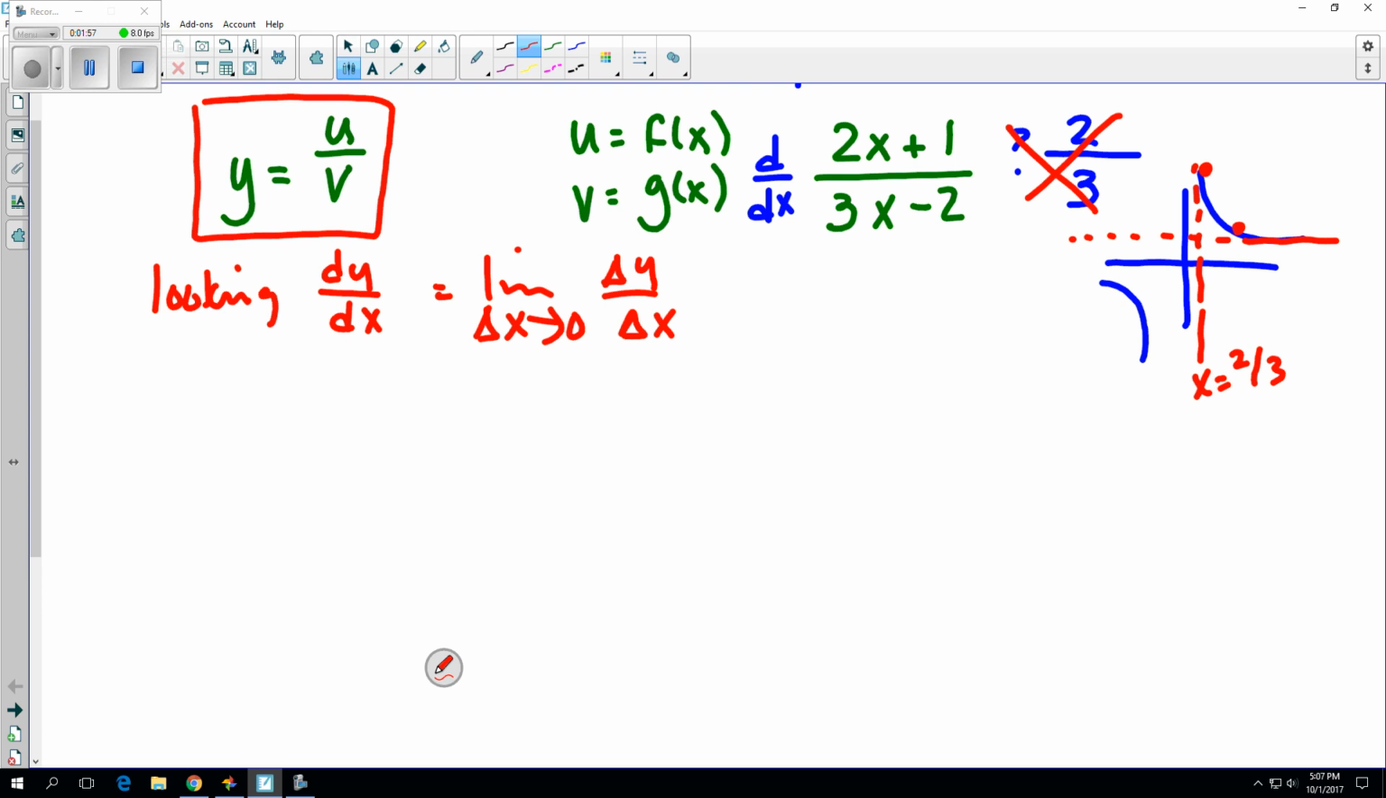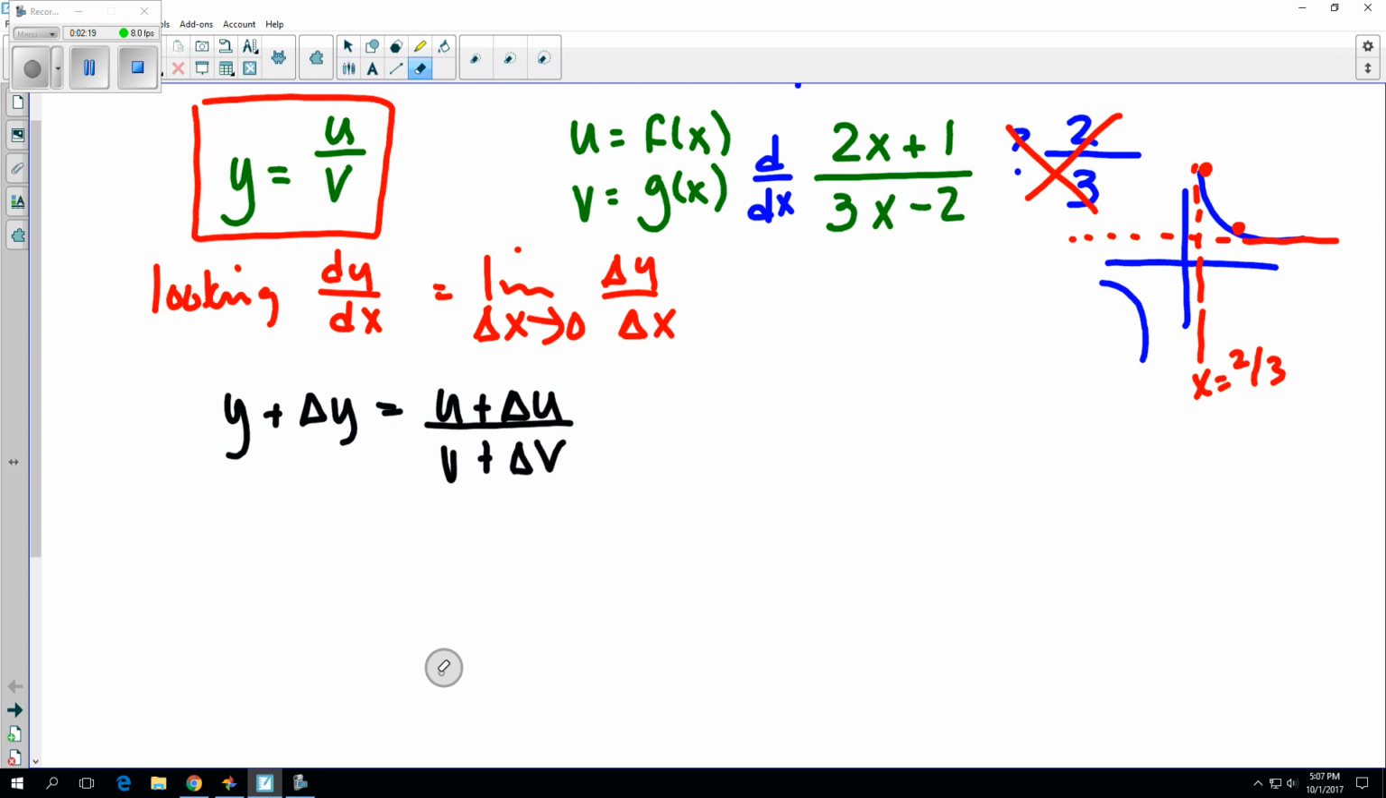So if I'm looking at my original problem, I've got a problem. I don't even have a change in y. So we're going to add some change in y. Some change in y will result in a change in u and some different change in v. Make sure that you have your u's and your v's distinguishable. So that's going to be the result.